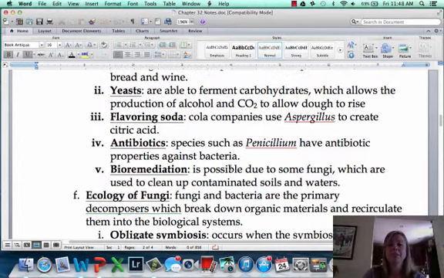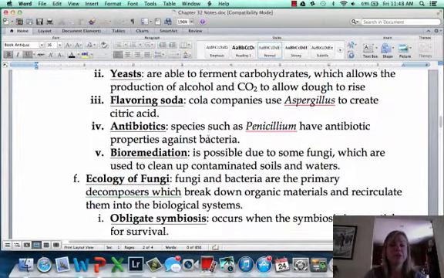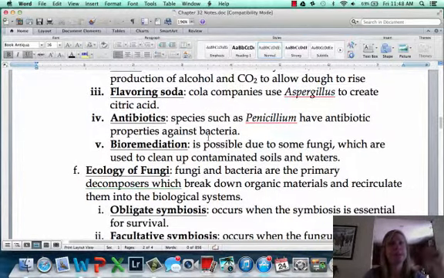We use them to flavor like Coca-Cola, and so that's Aspergillus that we use to do that. We can use them for antibiotics, like if you think about Penicillium, that's going to fight bacteria. And then we can also use them for bioremediation. There's a lot of mushrooms that will actually help to soak up oil and oil spills. So now they're using those like crazy, and it's really helping with all these terrible things that are happening out there. So in the next video, we'll get into the ecology of fungus.